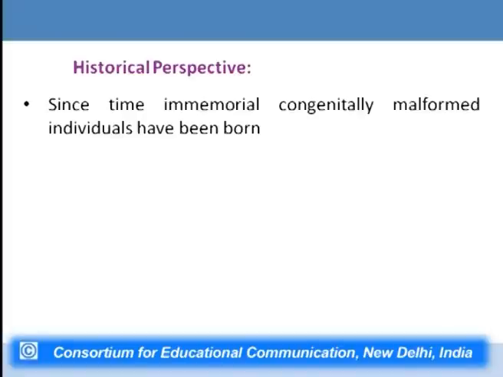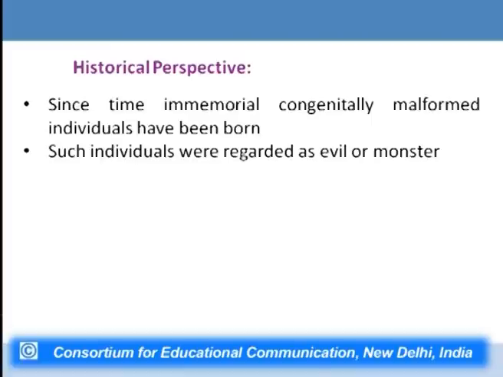This we came to know later on, that behind the formation of such individuals are underlying causes, which could be biological causes, genetic causes, physical causes or chemical causes. Since time immemorial we know that congenitally malformed individuals keep on getting born, and these individuals were earlier regarded as evil or monsters, but actually that was not the case. These individuals were not evil.